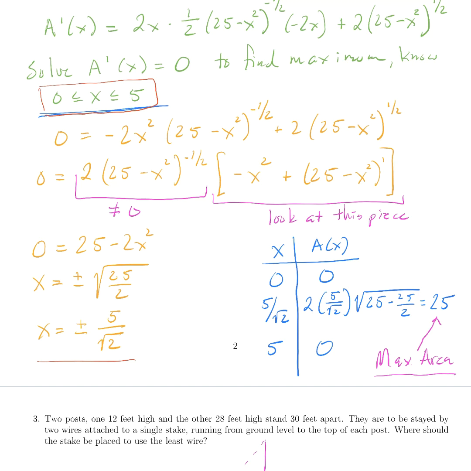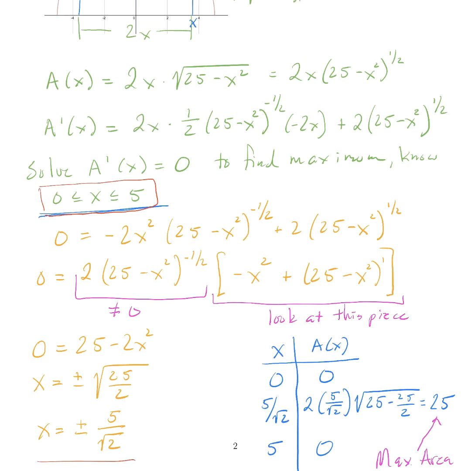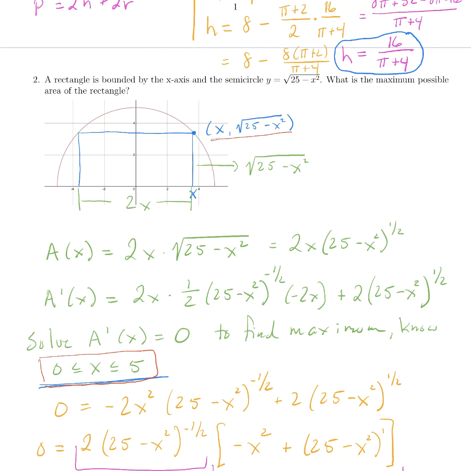It's one of our endpoints. When x is 5, the area is 0. And when x is 5 over root 2, we get 25. So that is our maximum area. And the question asked, what is the maximum possible area?